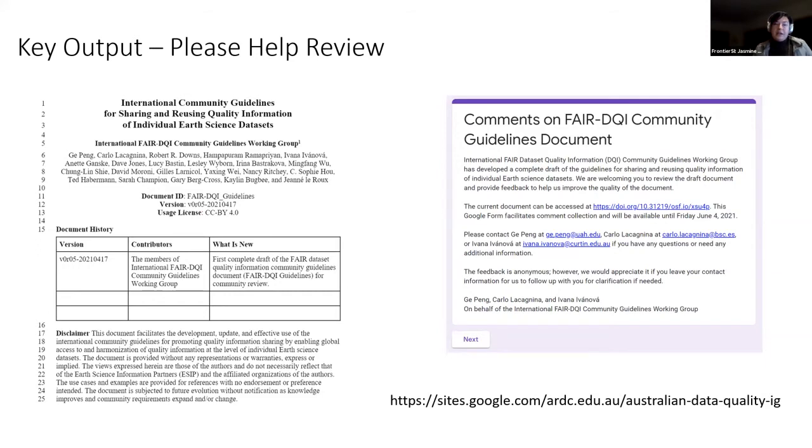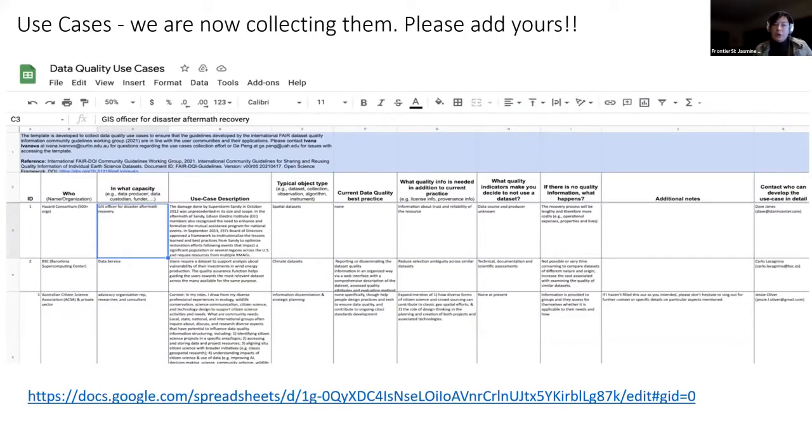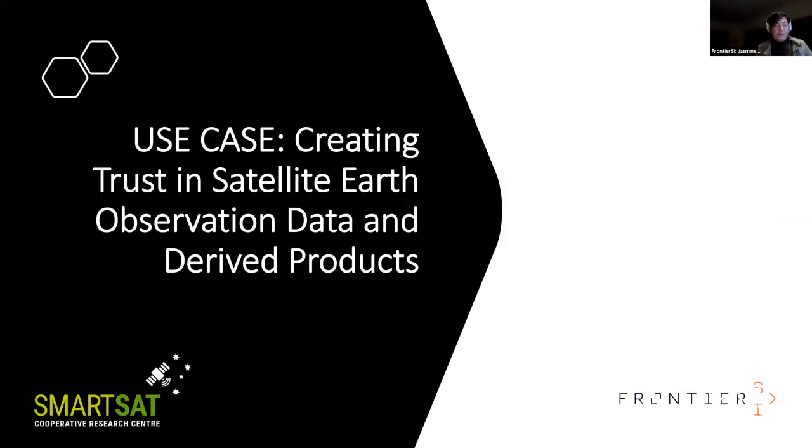We're collecting use cases in this Google document too, so I'll also pop this in the chat. Really what we're looking for here is to understand different use cases and how data quality is important to them, and also the gaps, so what is needed in terms of further data quality checks for these.